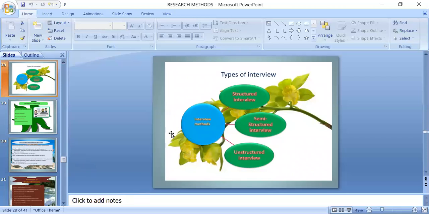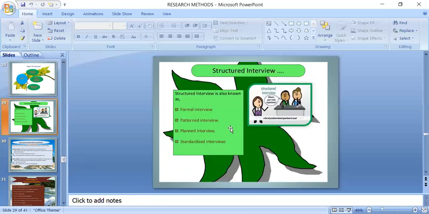Types of interview: structured interview, semi-structured interview, and unstructured interview. Structured interview is also called formal interview, specifically used for job purposes, for recruitment, etc. It is a patterned interview. Definitely, you have already prepared questions.